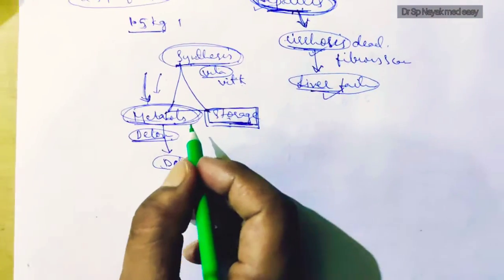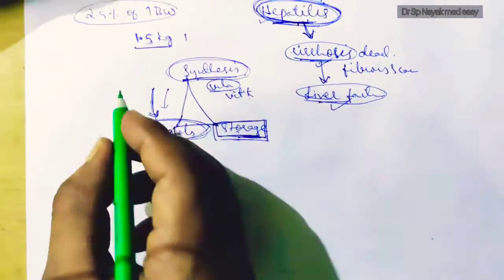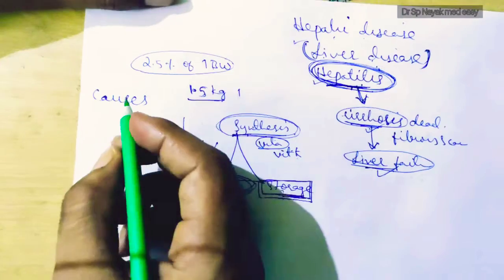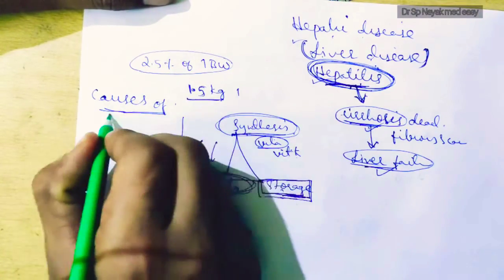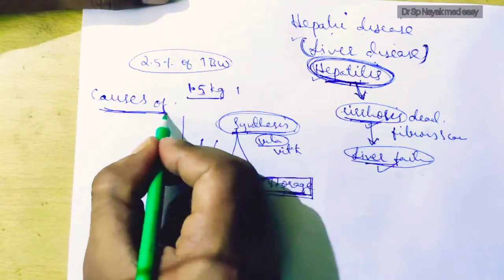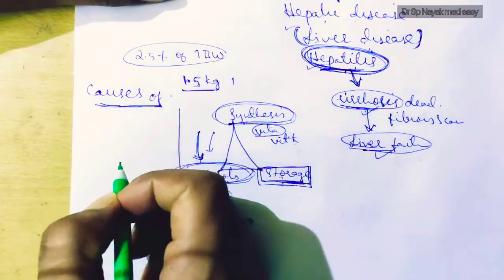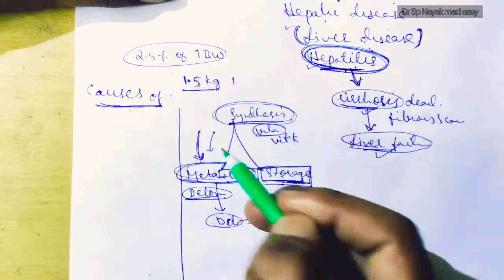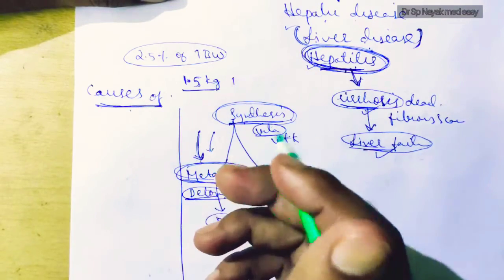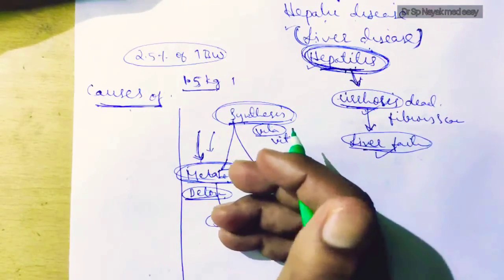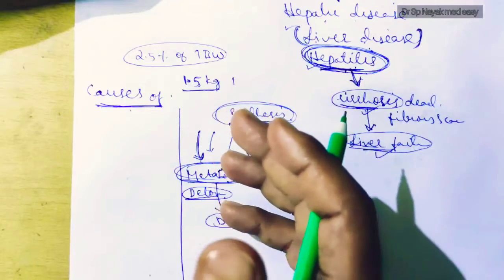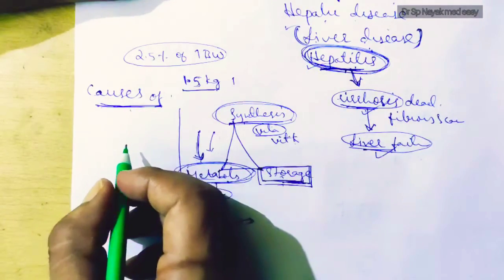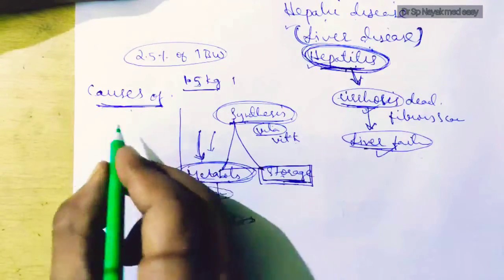I will not go into detail about the functions of the liver. Now let us see the causes of hepatitis. In the examinations you can write about hepatitis from the causes to the treatment. So you have to explain the different causes of hepatitis, how to treat all these causes, and the pathophysiology also. It will be helpful for you in the examinations. So now let us see the causes.